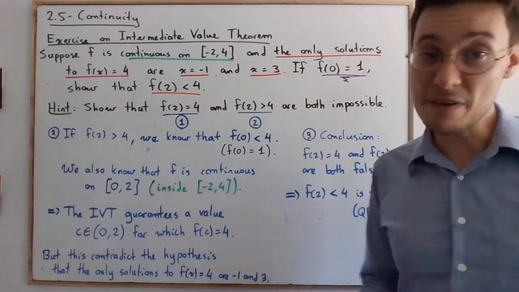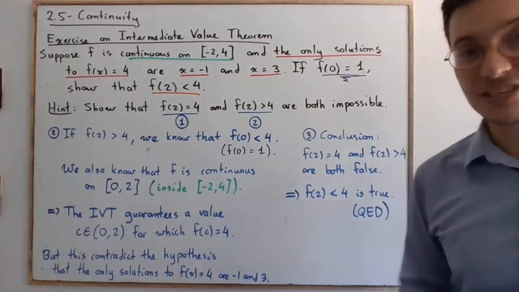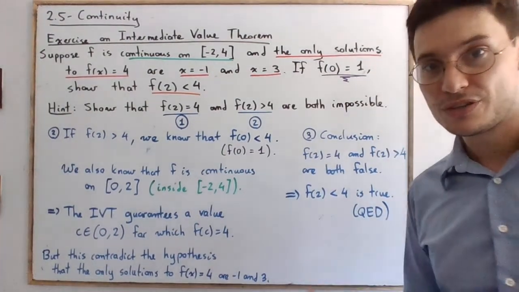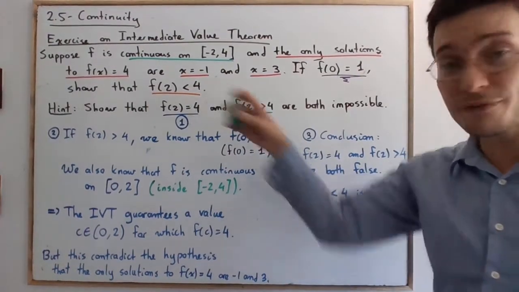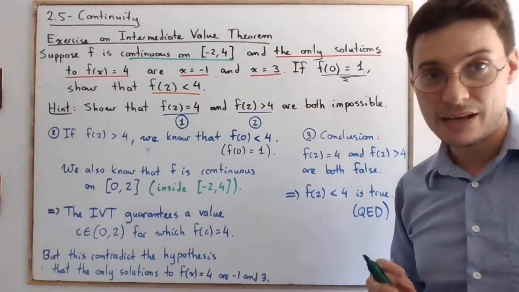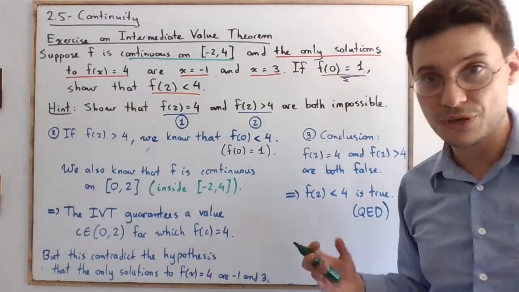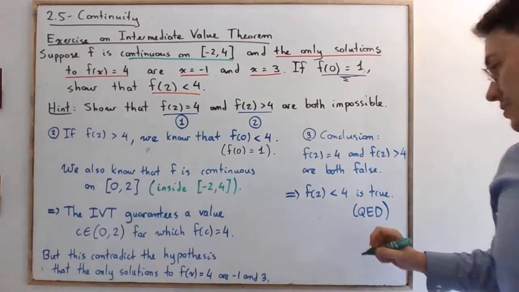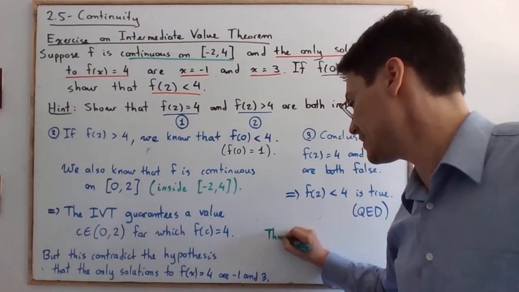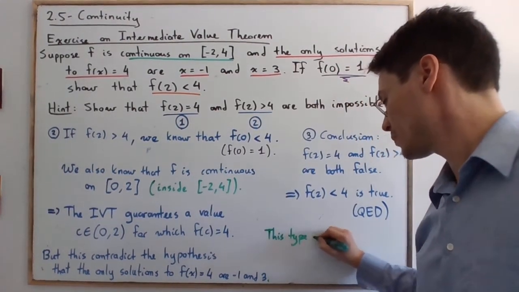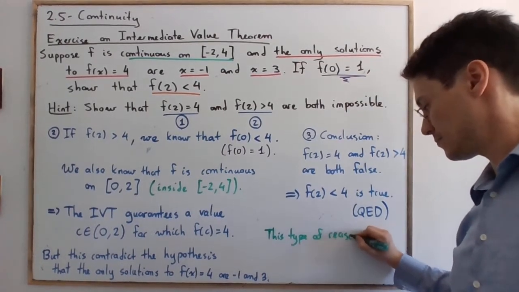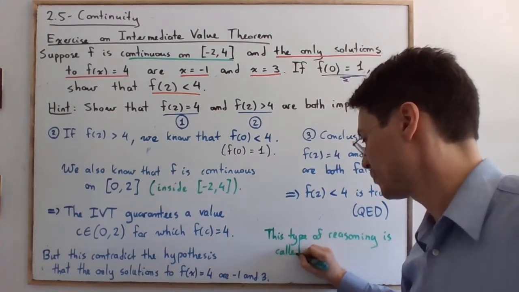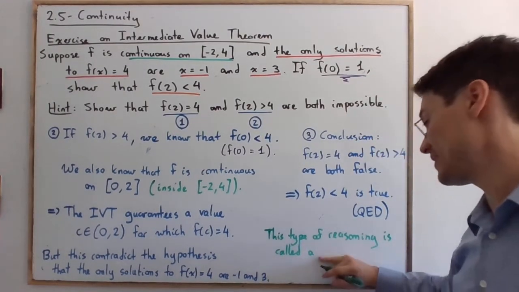Okay. Just before I end this video, I just want to tell that this type of reasoning is called a proof by contradiction. So what you do is, in order to prove something, you just prove that its opposite cannot be true. So that whatever this is has to be true. So this type of reasoning is called a proof by contradiction.